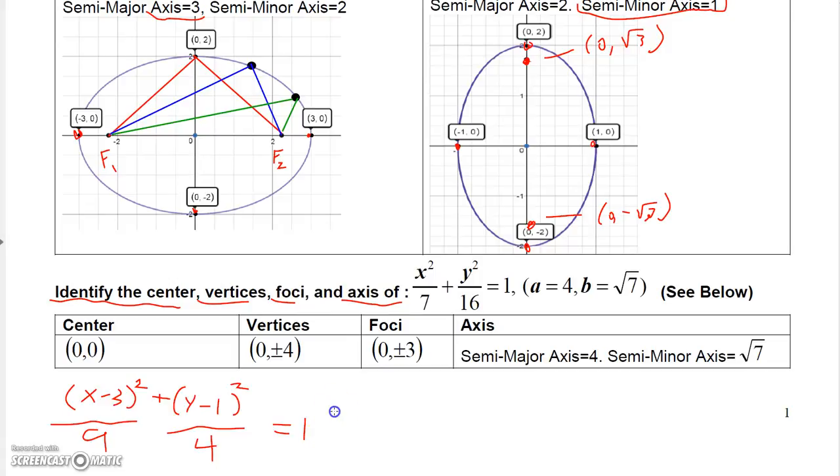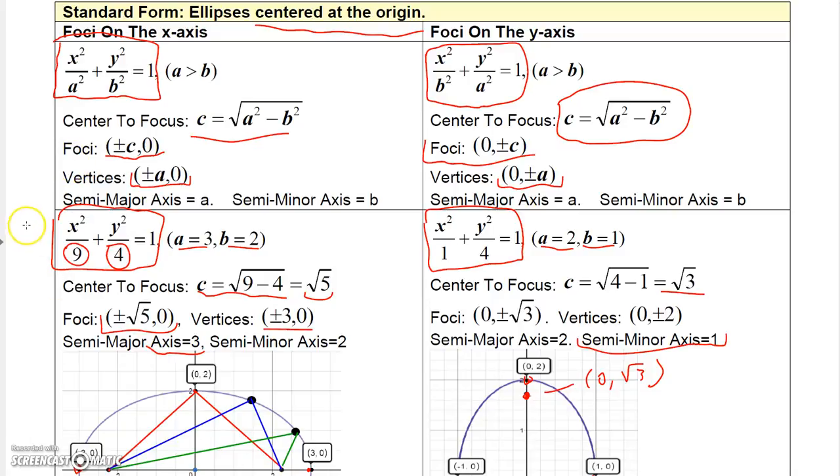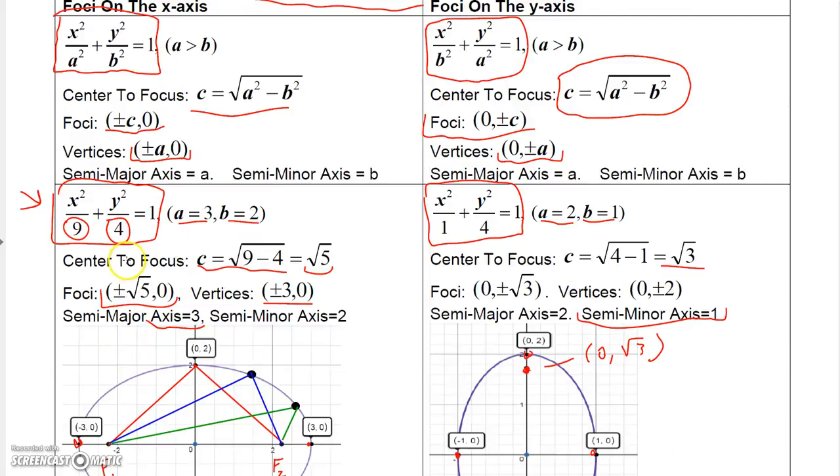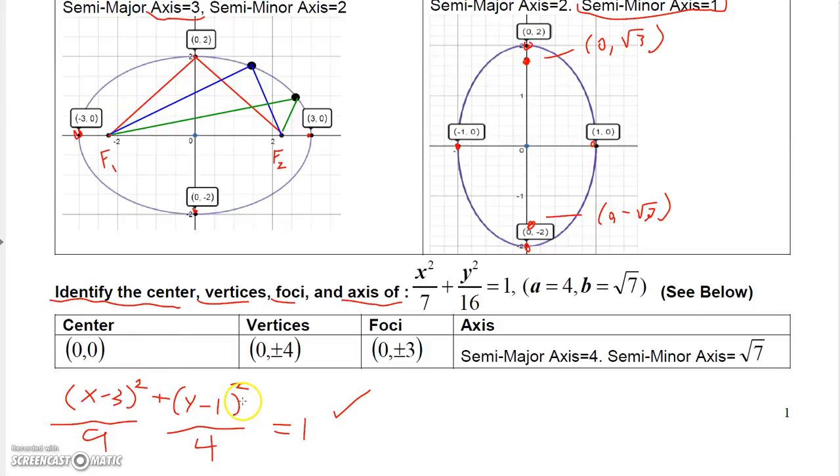Now, just for grins real quick, let me tell you what happens if the center is not at the origin. So let's say that you had basically the same ellipse as we had up here, but instead of x squared, you have x minus 3 quantity squared. Instead of y squared, you have y minus 1 quantity squared. Well, that would basically just change the center of the ellipse, but it would also change those other points. And so let me show you that.